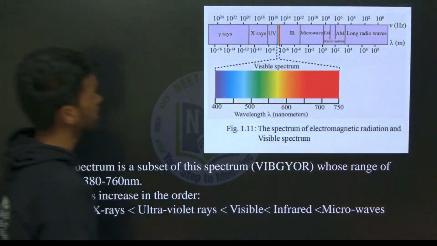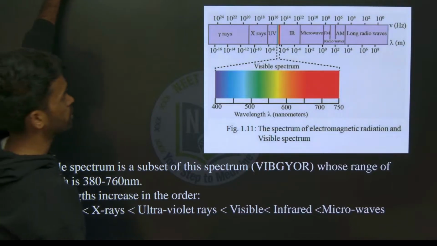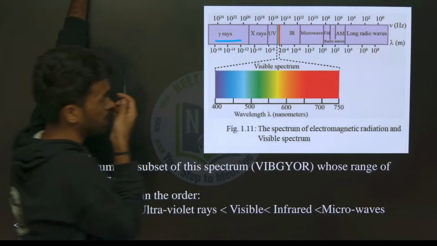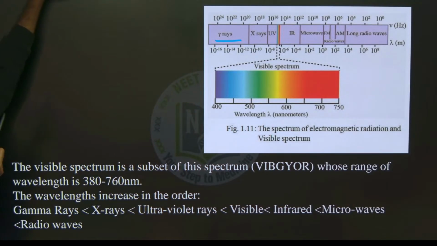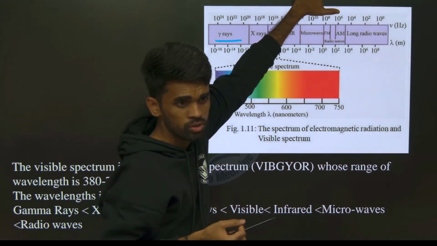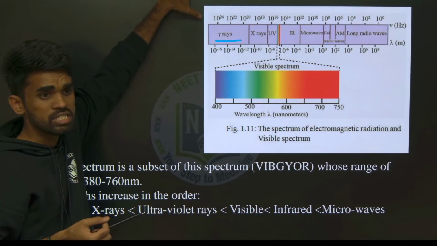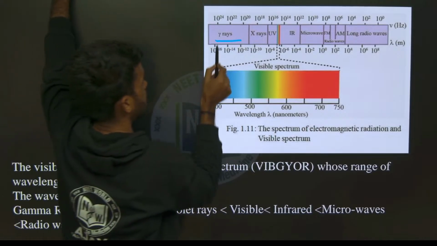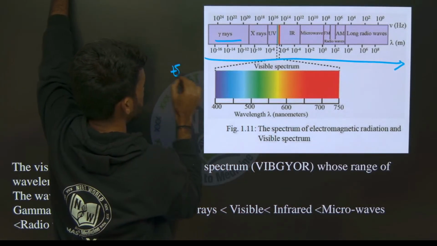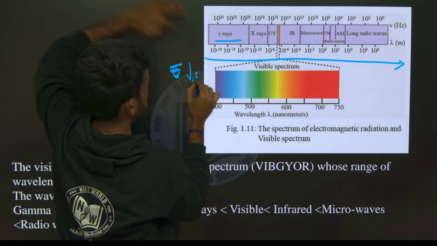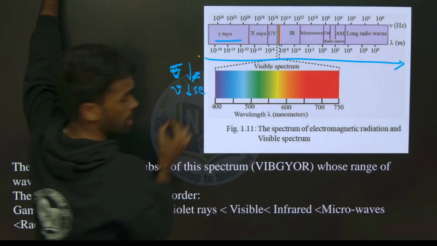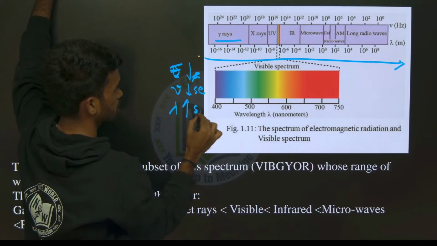Now if you take this complete spectrum, we have different ranges here. Which is having higher energy? Gamma rays, X-rays, UV, visible, IR, micro, radio. In this, which is having higher energy? Gamma rays is having higher. So from here to here, energy decreases. Here higher energy, lower energy. Or you can say frequency decreases, or I can say wavelength increases.